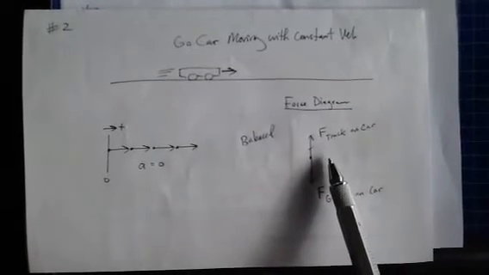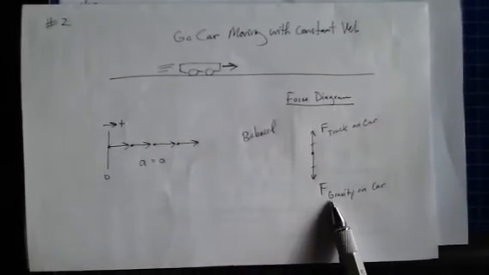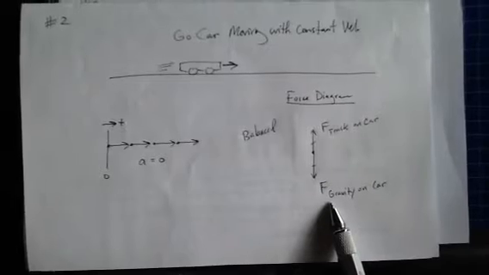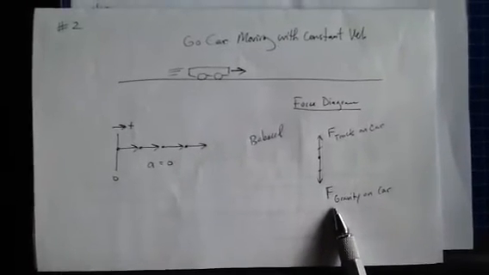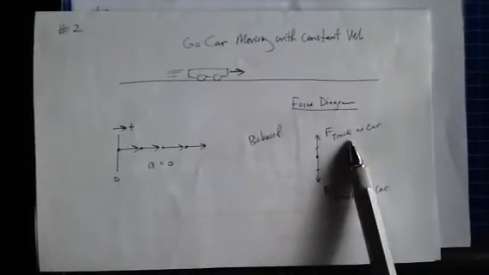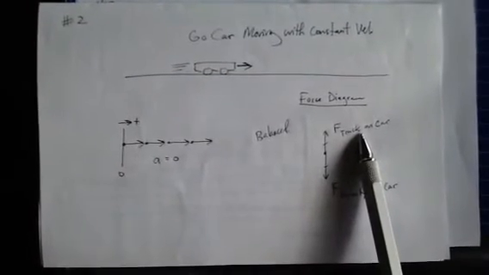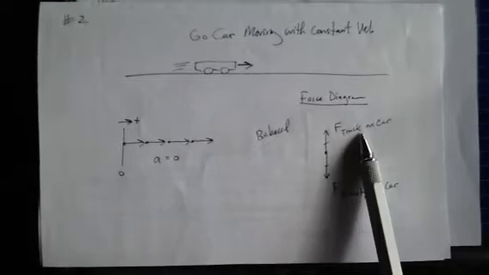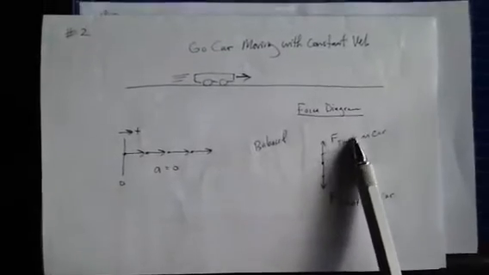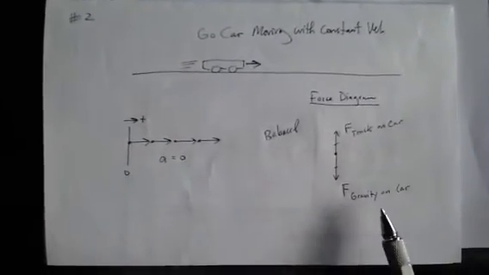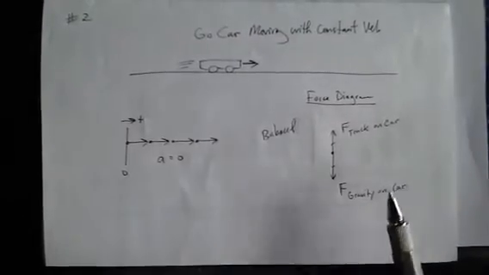Now, in terms of the force diagram, is the force of gravity still acting on the car? Yes. Gravity doesn't just stop. Is the track still pushing upward on the car? I would say yes. Otherwise, the car would be falling to the floor, and it wasn't. So the track is still pushing up on the car. The gravity force is still acting downward on the car.